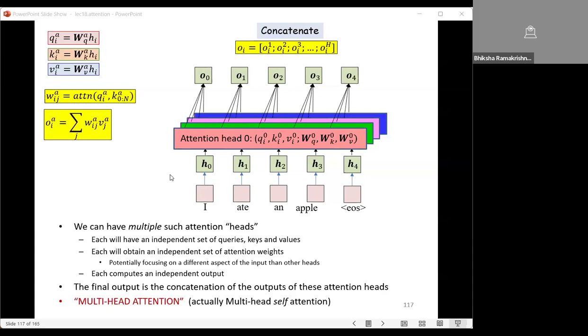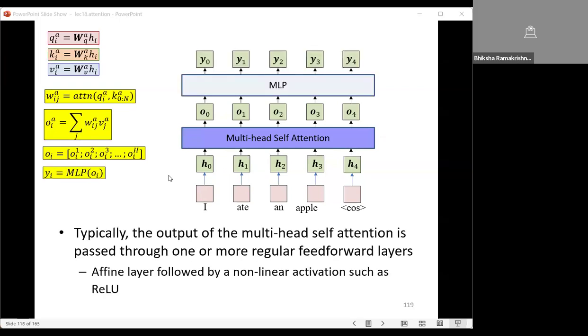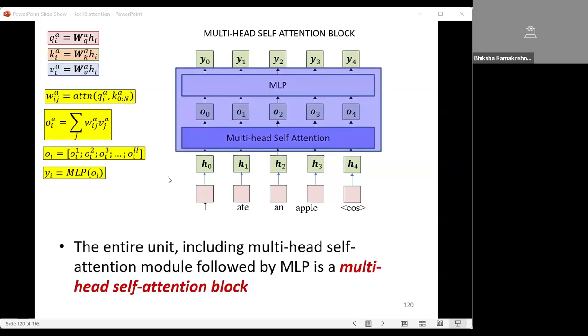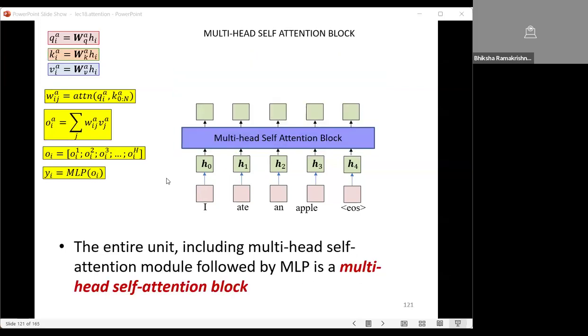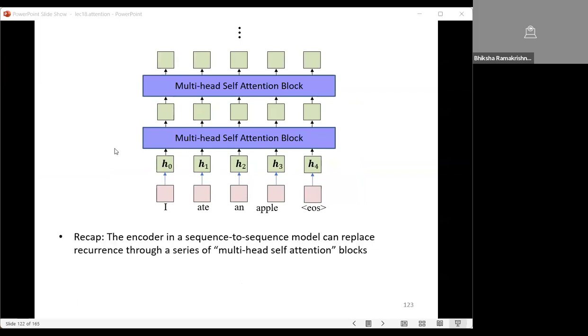The multi-head self-attention. Okay, and so that's your multi-head self-attention. And then we typically mix the whole thing up, and then you get your updated representation, which is your multi-head self-attention block. But then this is going back to David's problem, right? And the encoder can include many such blocks, no need for recurrence. Now, the encoder in a sequence-to-sequence model can replace recurrence through a series of multi-head self-attention blocks.